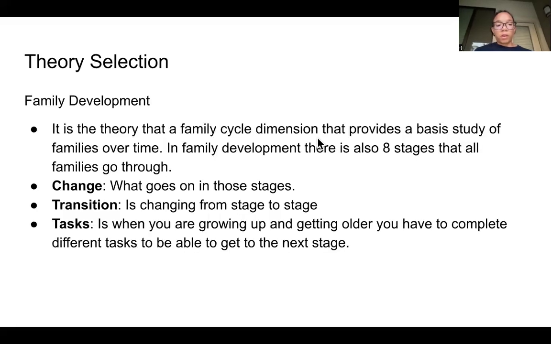The two theories that I did were developmental theory and symbolic interaction theory. Family development theory is the theory that a family cycle dimension provides a basis for the study of families over time. In development, there are also 8 stages that all families go through.